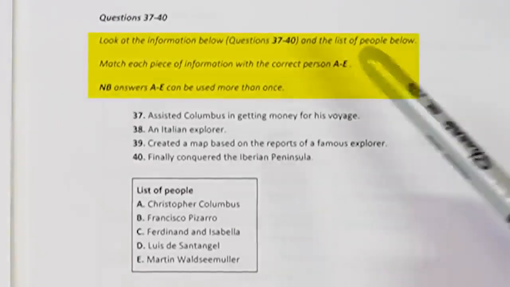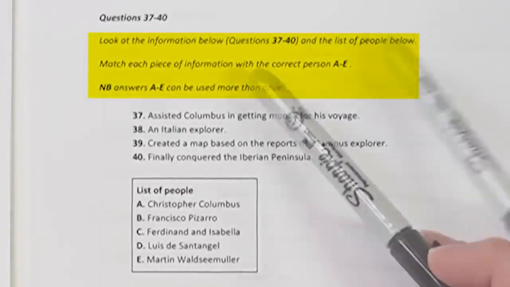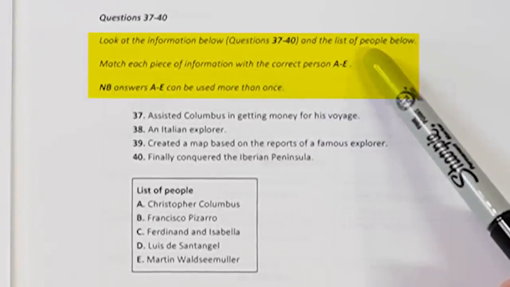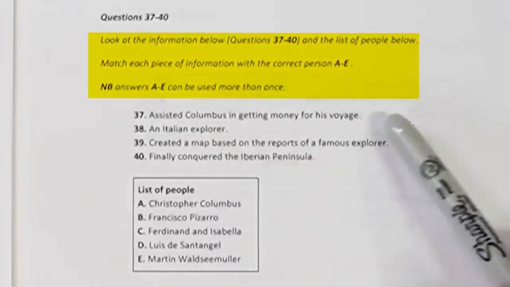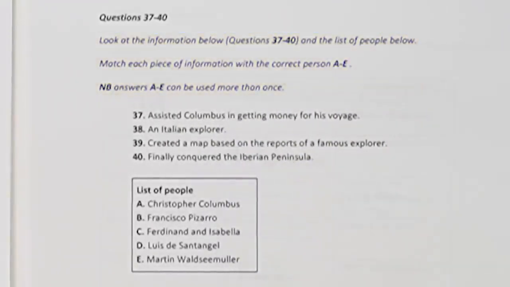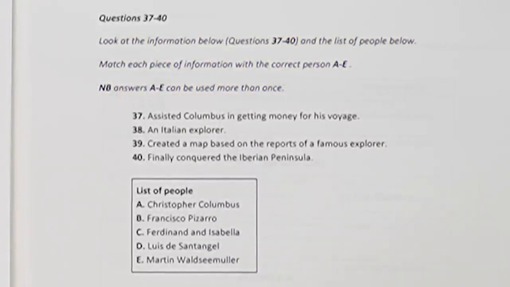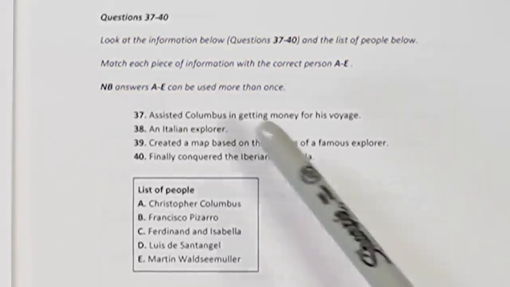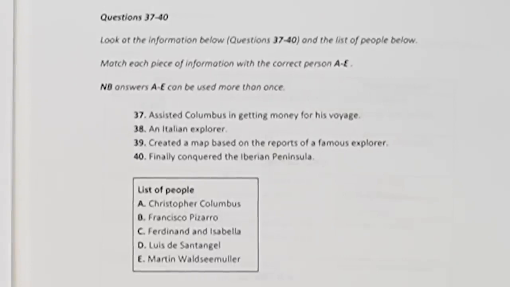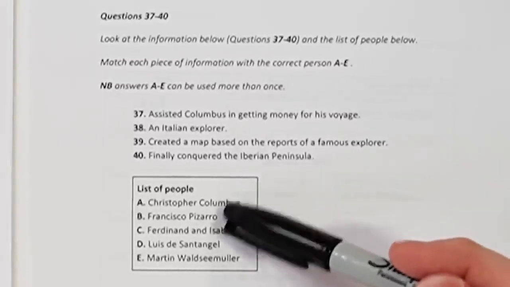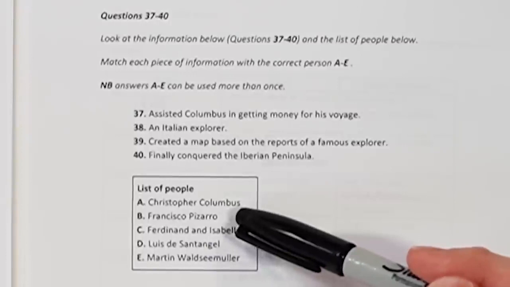Read the instructions, look at the information below, match each piece of information with the correct person. So we need to first read these to understand them. Assisted Columbus in getting money for his voyage. An Italian explorer created a map based on the reports of a famous explorer, finally conquered the Iberian Peninsula. Okay, so let's take each of these and find out where they talk about them.